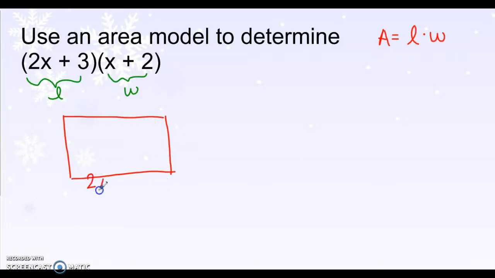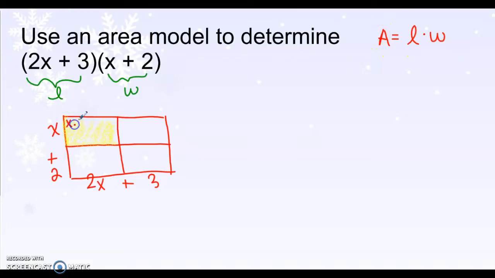Remember it doesn't matter which one you put where. So if our length is 2x plus 3, we're going to put a bar down where we see that plus sign, and our width is x plus 2. We're going to put a bar down right there. So what we need to do is calculate the area of this shape. Now that shape is x tall and 2x wide. So for area, it's again length times width.